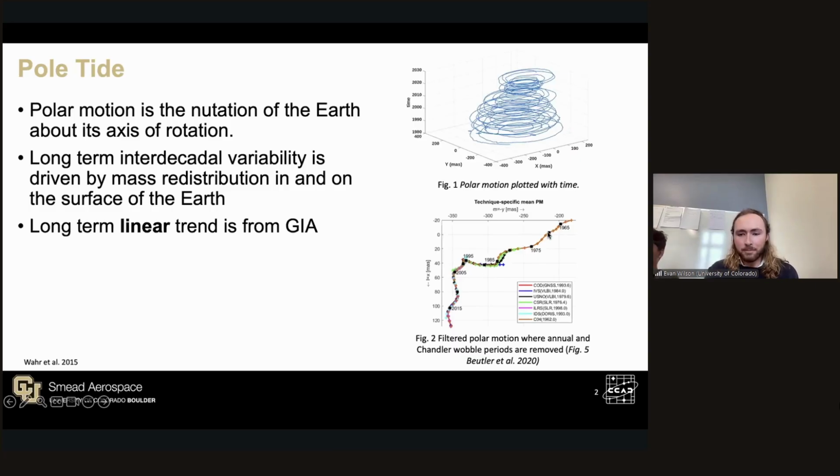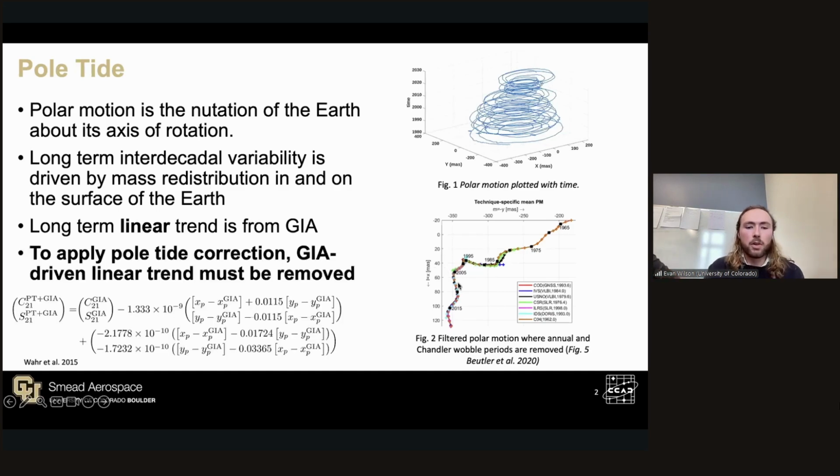And you can see in Figure 2 here that the long-term GIA-driven polar motion is the dominant contributor to pre-1995 data, and then around 1995, the polar motion diverges, which is due to present-day ice mass loss.